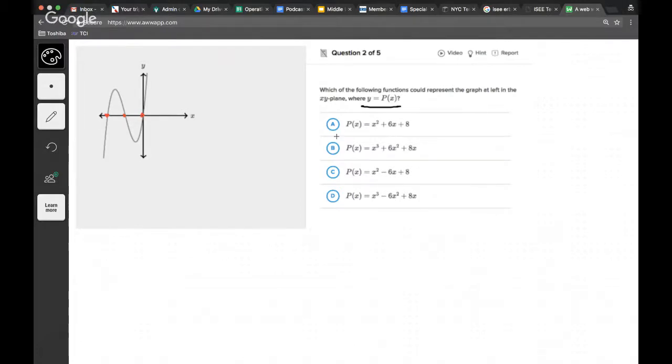So these two answers, A and C, have x squared as the greatest degree, as the greatest exponent. Those are impossible, can't be that. Now let's choose between B and D, right? They both have x cubed, and that's looking good. Now the question is, which one is right? Is it this one or this one?